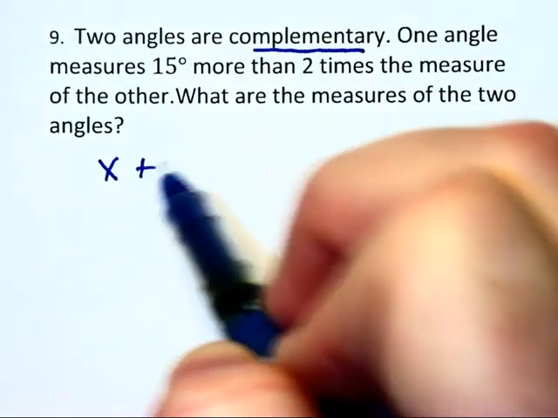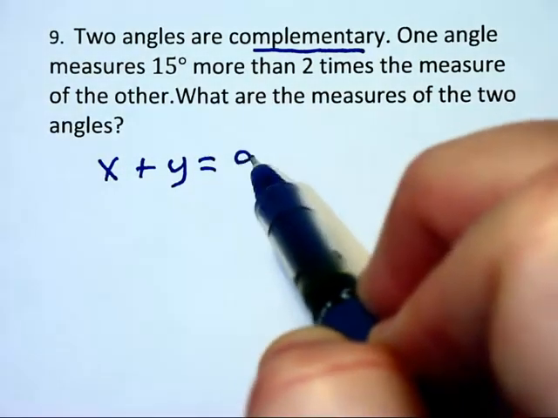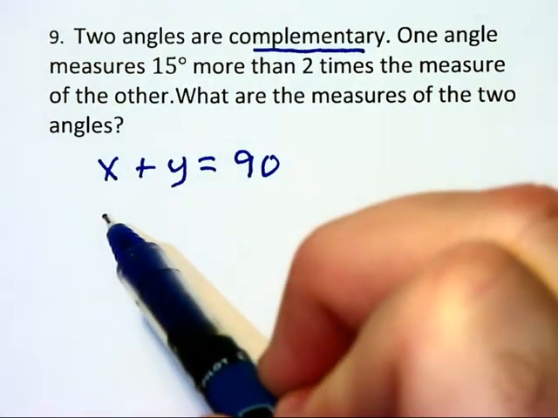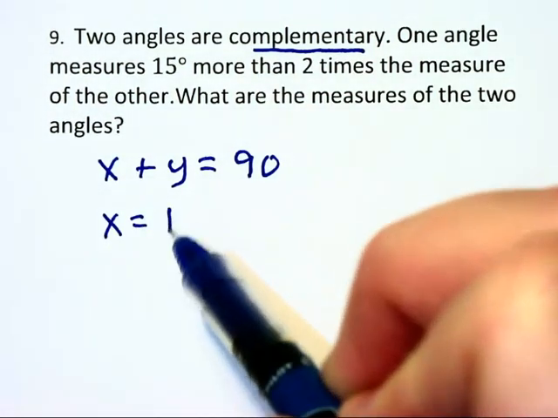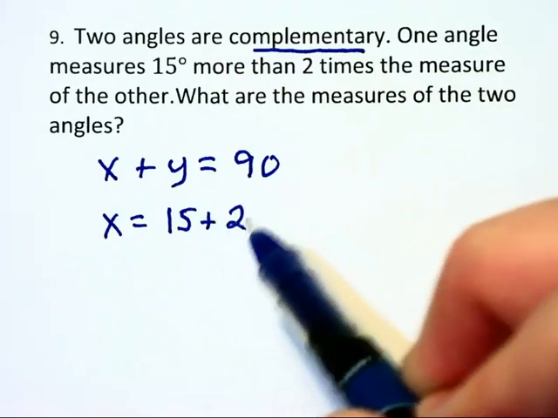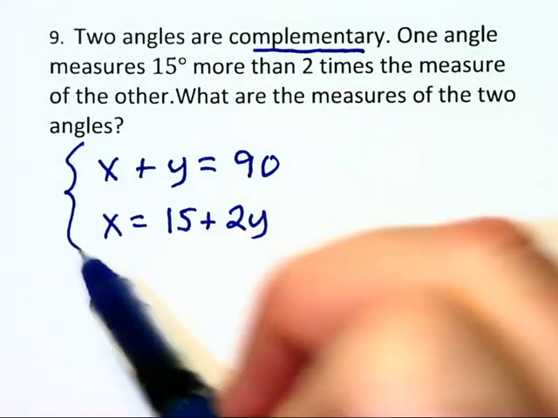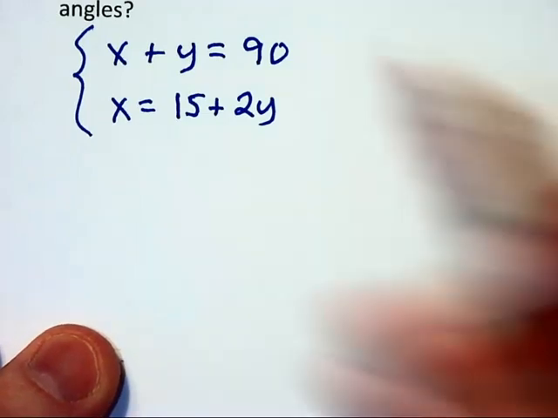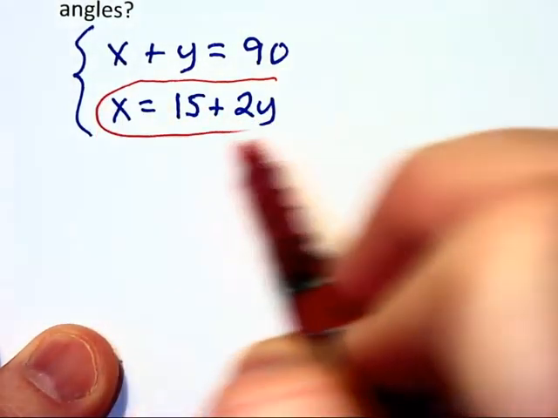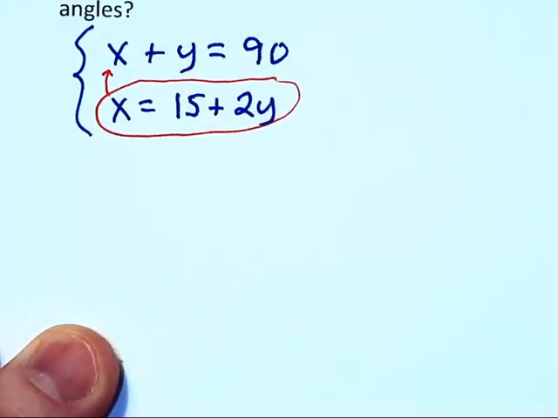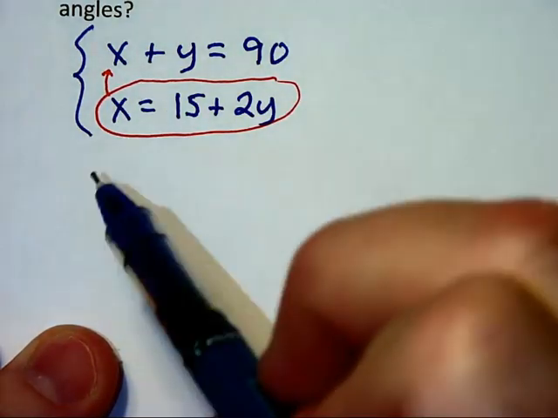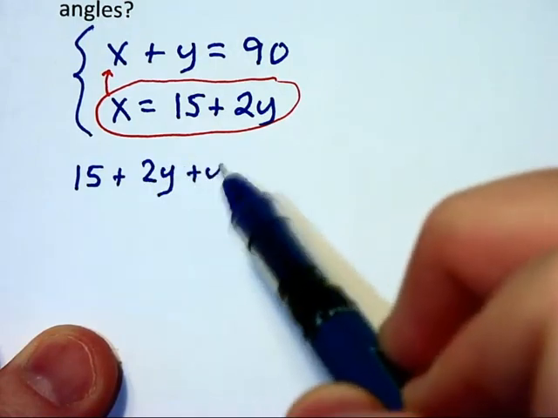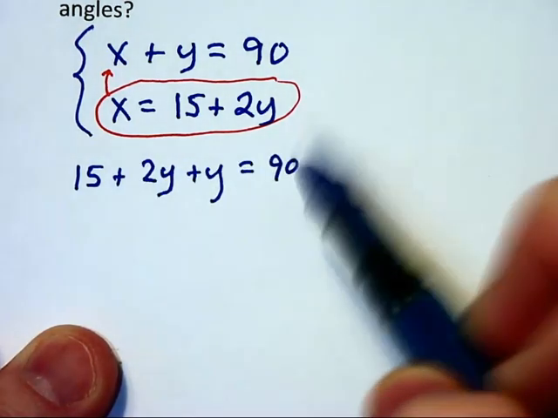So one of our equations is x plus y is equal to 90. It also tells us one angle is, so x is 15 more than twice the other angle. So there we have our two equations that we're going to work with here. And again, since I have an x equals, I'm going to use substitution. This will give us 15 plus 2y plus another y is equal to 90.